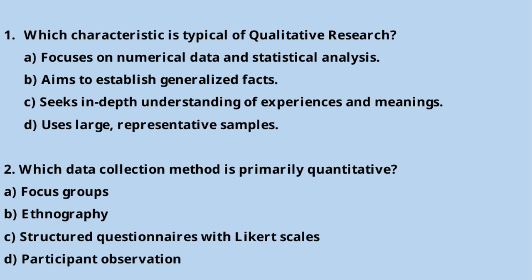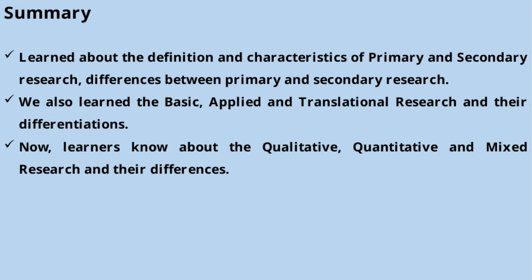All right, let's wrap up what we've covered today. We've learned about the definition and key characteristics of both primary and secondary research, and how they differ from each other. Remember, primary research involves collecting new data firsthand, while secondary research uses existing information. We also explored the different types of research, basic, applied, and translational, and how each serves a unique purpose in advancing knowledge and solving real-world problems.